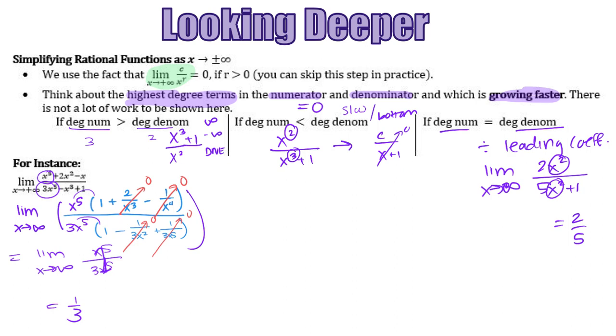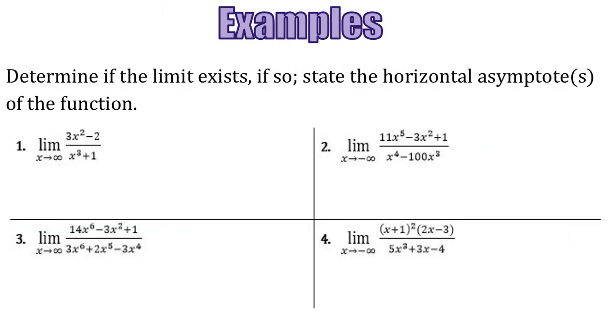So let's look at a couple examples. All right, here we go. On number 1, we only care about the degrees with the highest term. So I have 3x squared and I have x cubed, which means that the top is smaller than the bottom. So we would say that this is slow over fast, because a squared function is growing slower than a cubic function. So that means this limit is going to be equal to 0. Again, this is because we're approaching infinity. That also means that there is a horizontal asymptote at y equals 0.